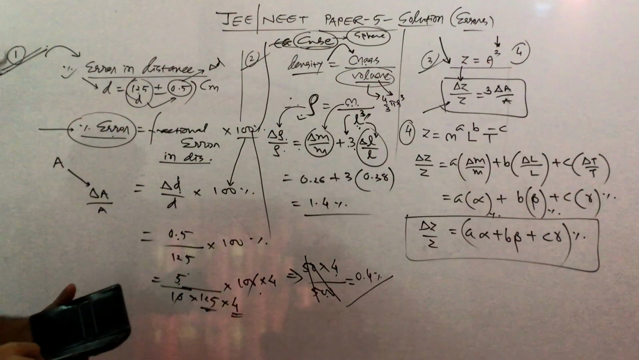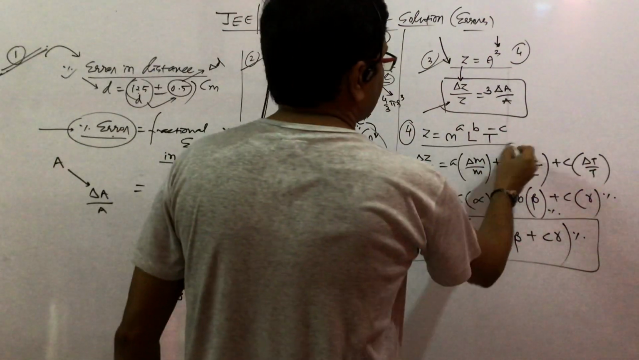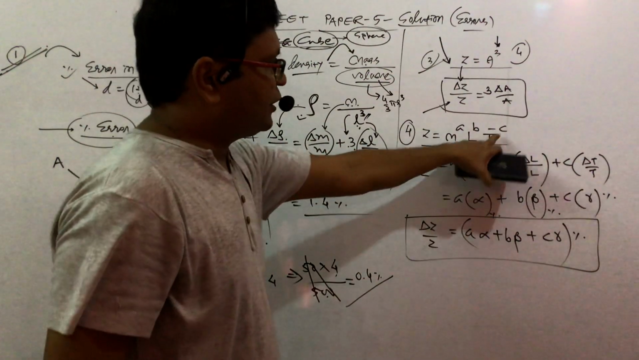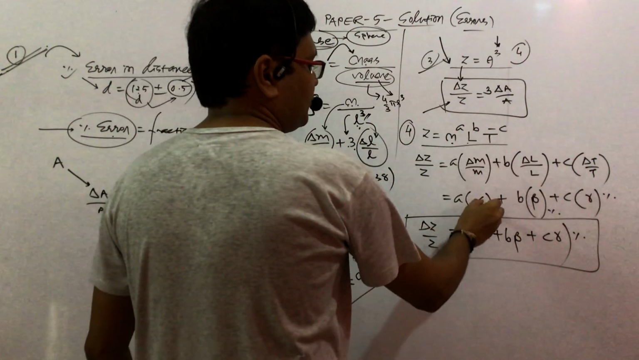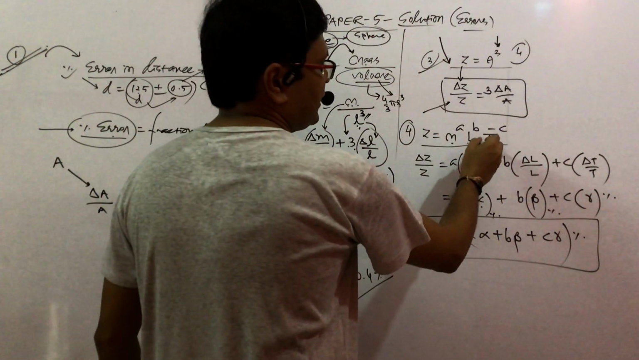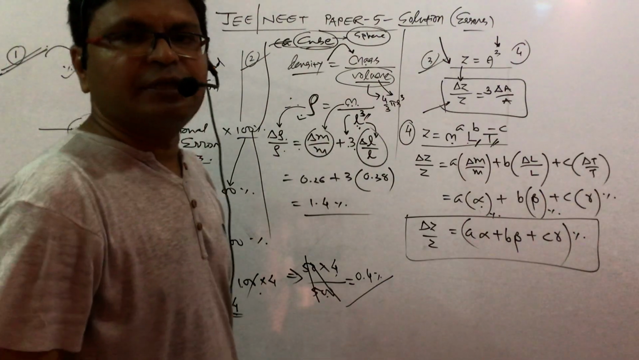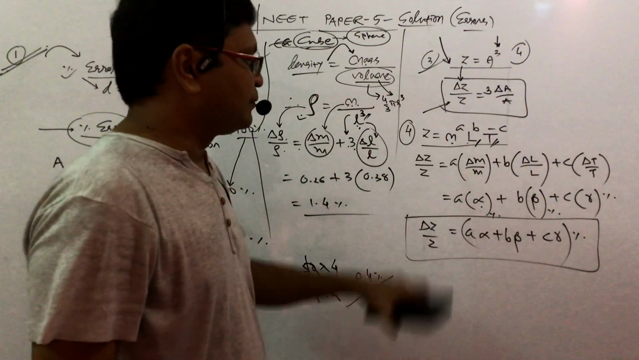Now the fourth one, interesting. The dimensional formula of physical quantity Z is equal to M raised to A, L raised to B and T raised to minus C. If the error in mass is alpha percentage, the error in length is beta percentage, and the error in time is gamma percentage, then find the percentage error in Z.